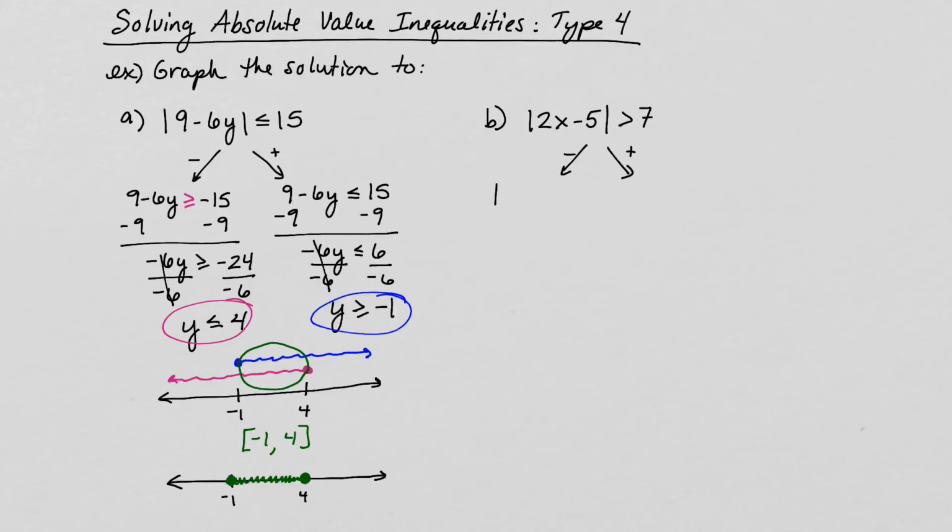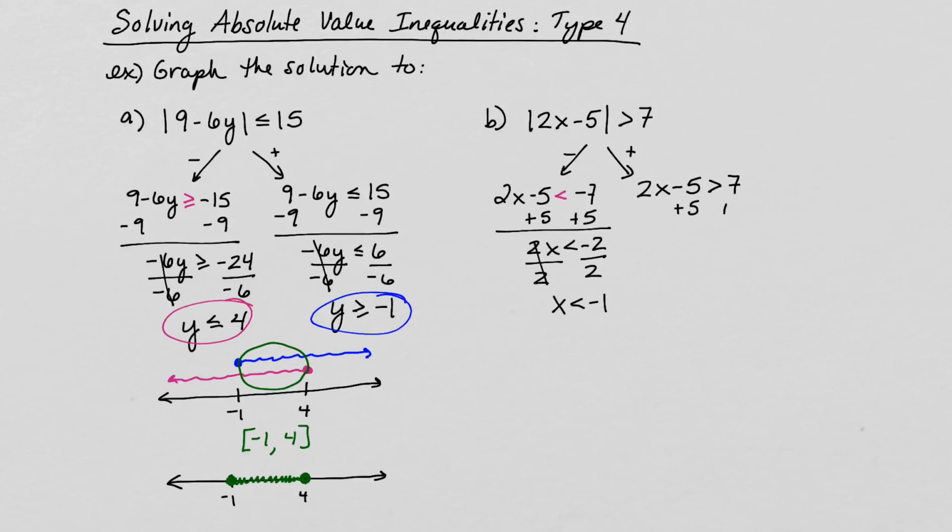So we're going to have, not the absolute value, we're just going to have 2x minus 5. Again, we're going to flip that sign, so it's going to become less than negative 7. And 2x minus 5 is greater than positive 7. We're going to solve each of these cases. So I'm going to add 5 to both sides. So 2x is less than negative 2. And then I'm going to divide both sides by 2. So x is less than negative 1.